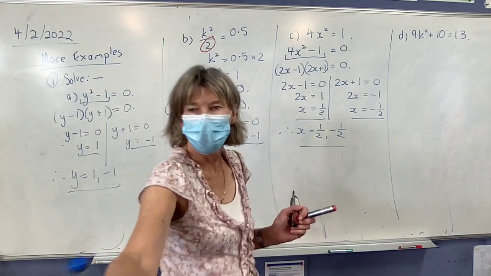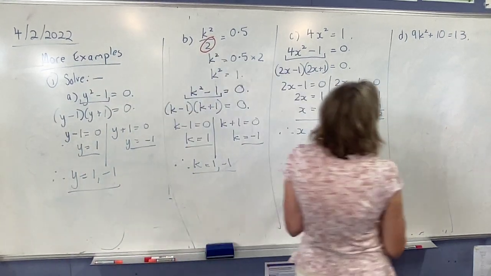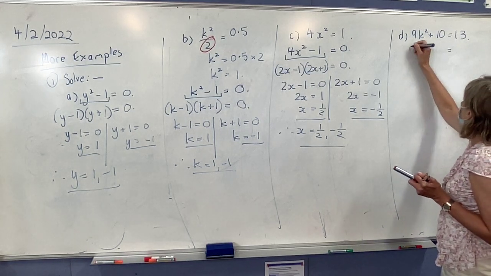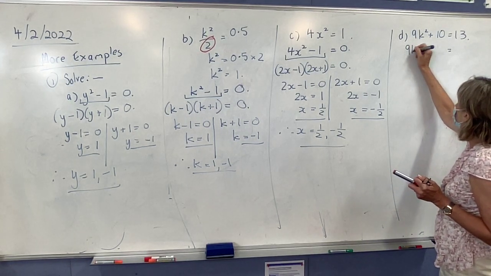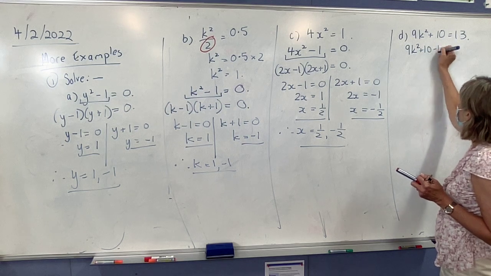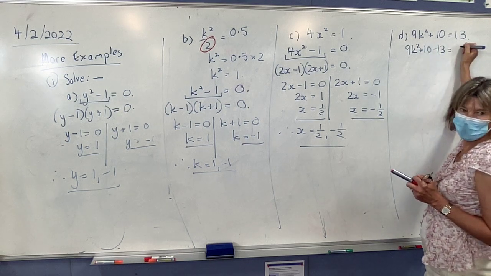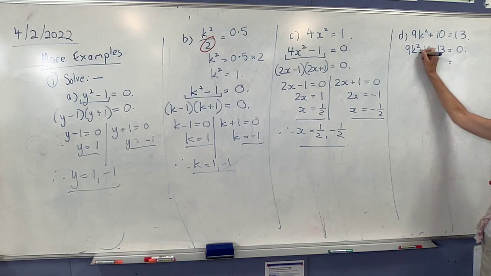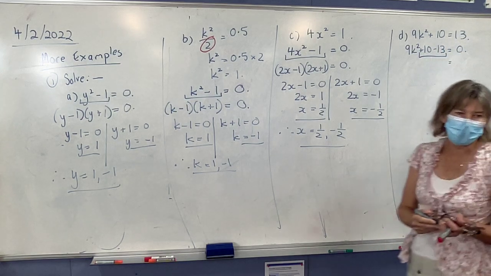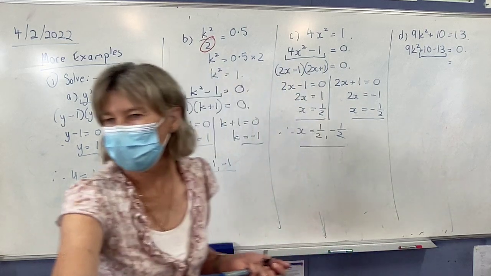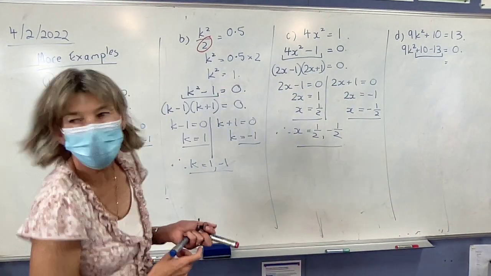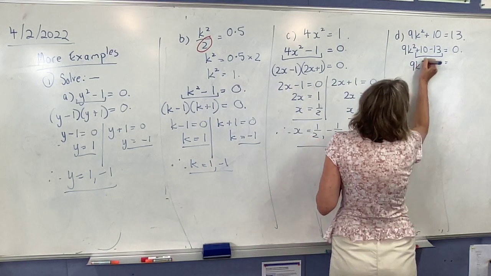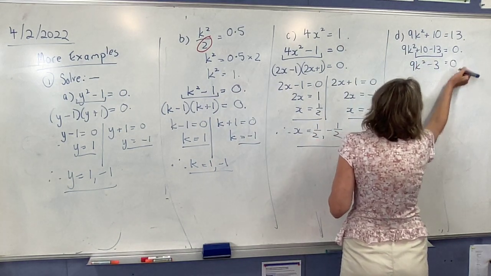So you get 9k squared plus 10 minus 13. And over here? Equals 0. Good, continue. And then you're doing product sum. No, not yet. When you see something that can be worked out, you work it out. So let's work that little bit out there. 9k squared equals minus 3. That's better. Equals 0. Right, continue.